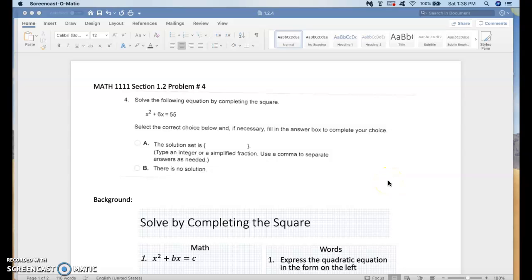Okay, this is problem number 4 from your class examples in section 1.2. It says solve the following equation by completing the square. x squared plus 6x equals 55.